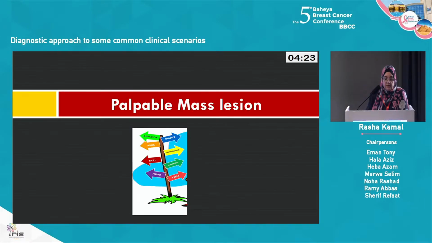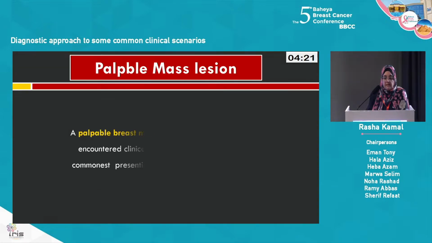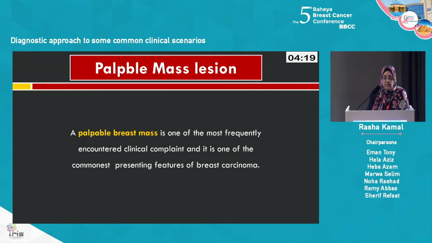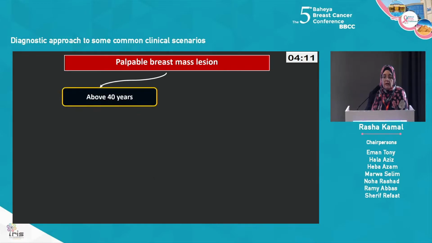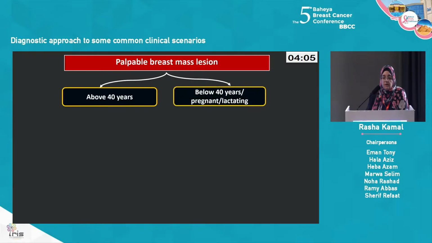The third station is the palpable mass lesions. A palpable breast mass is one of the most frequently encountered clinical complaints, and it is one of the commonest presenting features of breast carcinoma. When we have a palpable breast mass, we start by looking at the age of the patient, above 40 years or below 40 years, or if she's pregnant or lactating.